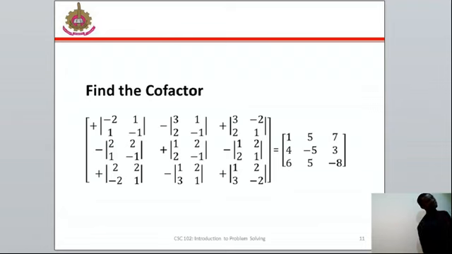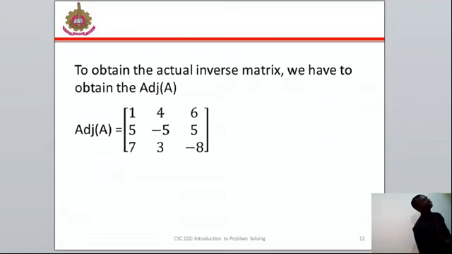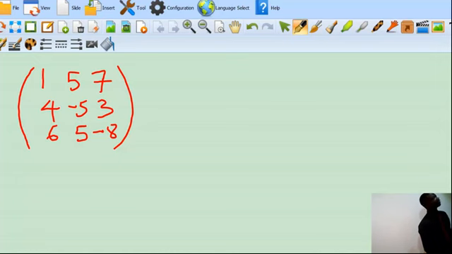Now let's continue. If you want to obtain the adjoint for this matrix, if you want to obtain the inverse matrix, it means that from your cofactor you must obtain your adjoint. How do you do that? For the cofactor that we just obtained, we want to obtain our adjoint. How are you going to do that?